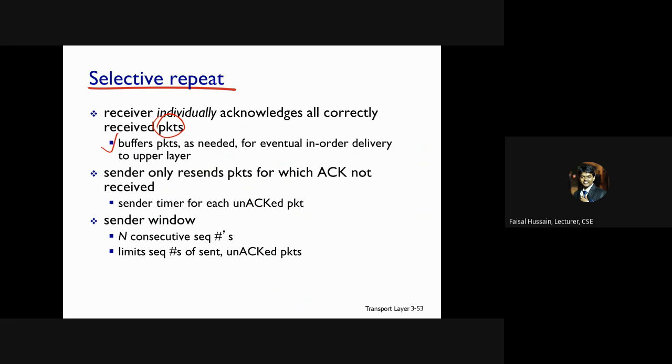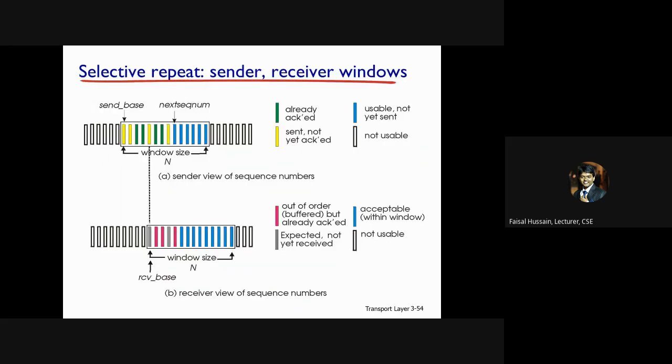So the sender only resends the packet for which it doesn't get any acknowledgement. As the acknowledgements are not cumulative in Selective Repeat ARQ, the receiver accepts the data packet, and the sender sees which acknowledgement was not received. An individual timer is also there, so whenever that timer times out, that packet will be retransmitted. Here the sender window has n consecutive sequence numbers, and this limits the sequence numbers that can be sent and acknowledged.